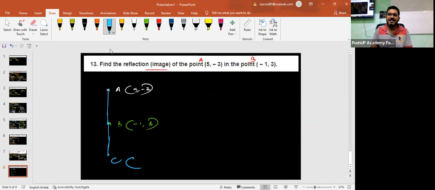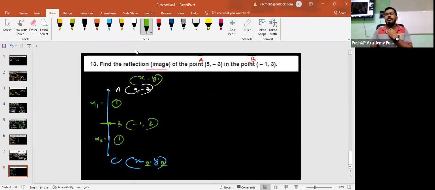Don't you agree with this? Let me assume the coordinates of C as x1, y1. If I ask you in what ratio this point B will divide AC, it will be 1:1. So I can assume m1 is equal to 1 and also m2 is equal to 1. I'll assume the coordinates of C as x2, y2, coordinates of A as x1, y1. It was a pure case of midpoint formula. Without midpoint formula, you can use reflection.